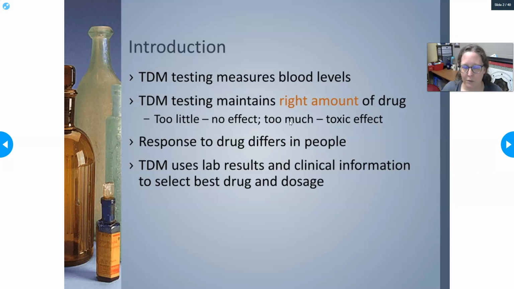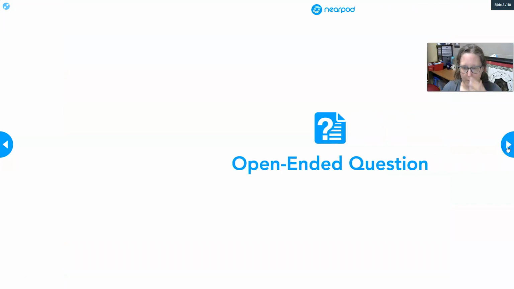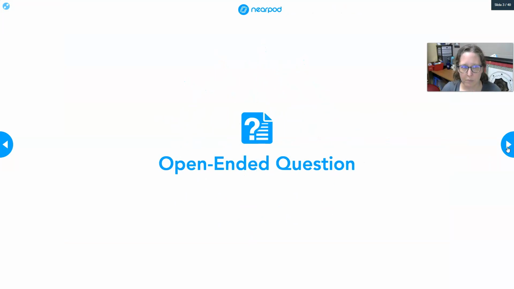And another reason that these need to be monitored is because the response to drugs can differ in people. There's so many things we're going to look at that can vary from one person to the next. And so, with therapeutic drug monitoring, you can use these lab results with the patient's clinical information to get the best drug and dosage to control whatever the condition is that needs to be managed or controlled.